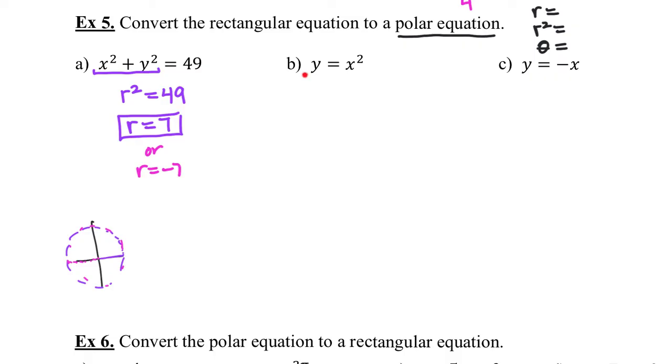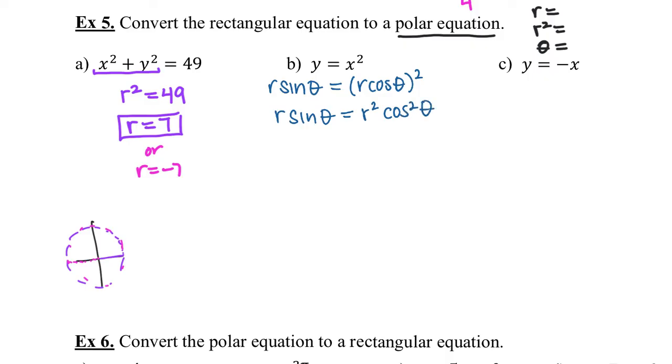Okay, B, I see y. Let's see, if you look back at the previous page to see what y equals: r sine theta. x squared doesn't have a special one, but x is r cosine theta, and I could square the entire thing. Okay, so r sine theta equals, let me distribute this, r squared cosine squared theta.